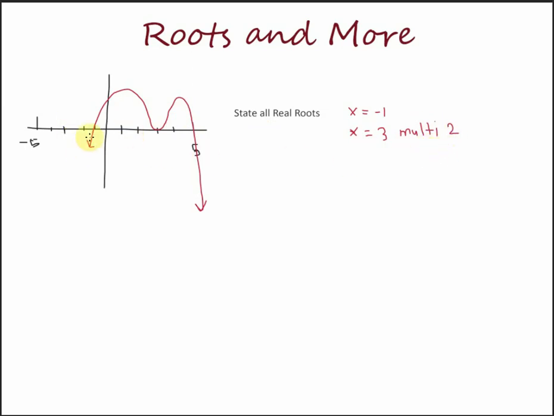Then we look, so it went through here, it touched here, and now it's going through here. So it also has a root at x equals 5. Visually, that is what it looks like, right? We can see it going through the x-axis.